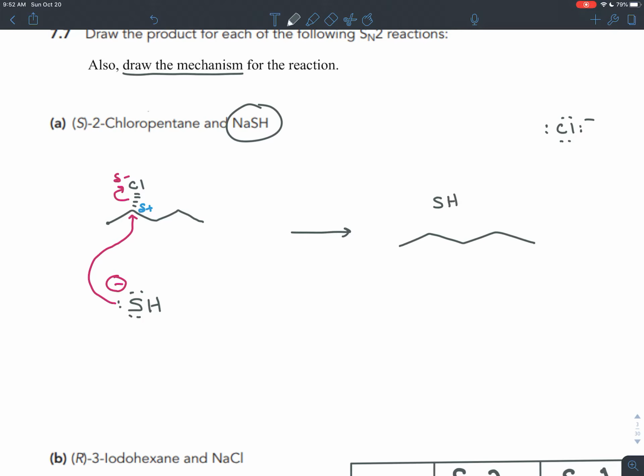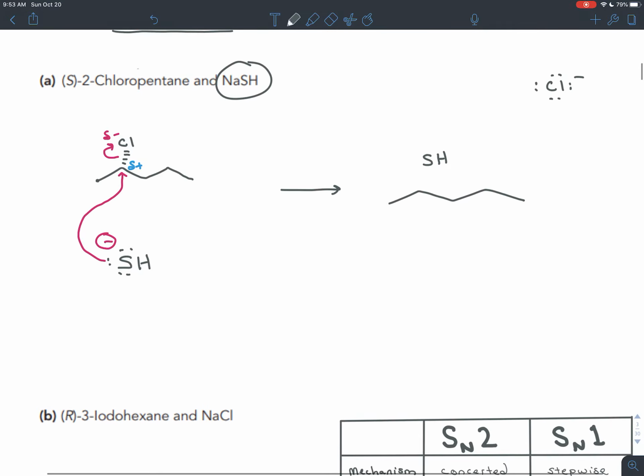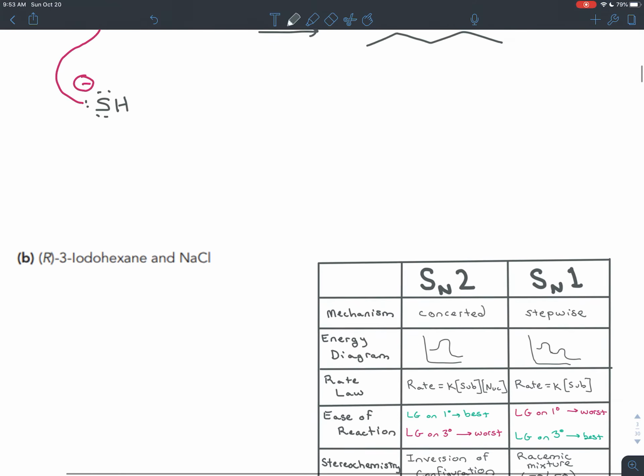But what type of bond should we draw going to the SH? Should it be dashes? Should it be a solid line, a regular line? Or should it be a solid wedge? Which one should it be? And that's where you'll want to refer back to our discussion in the video on understanding substitution reactions.